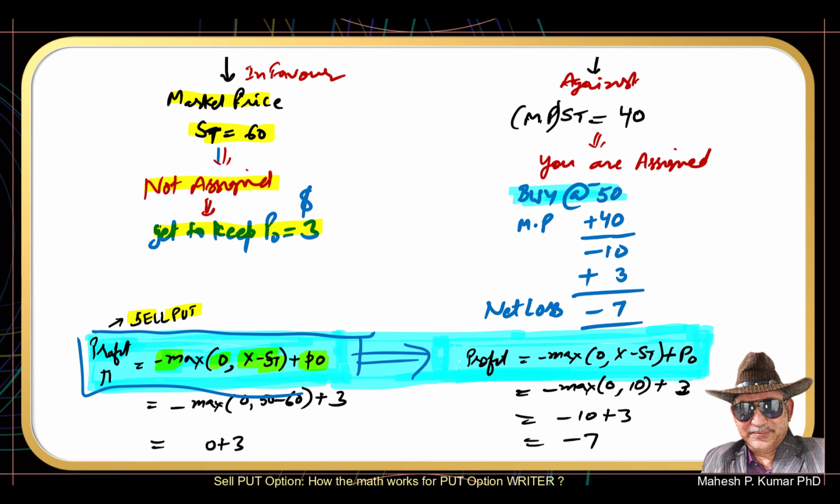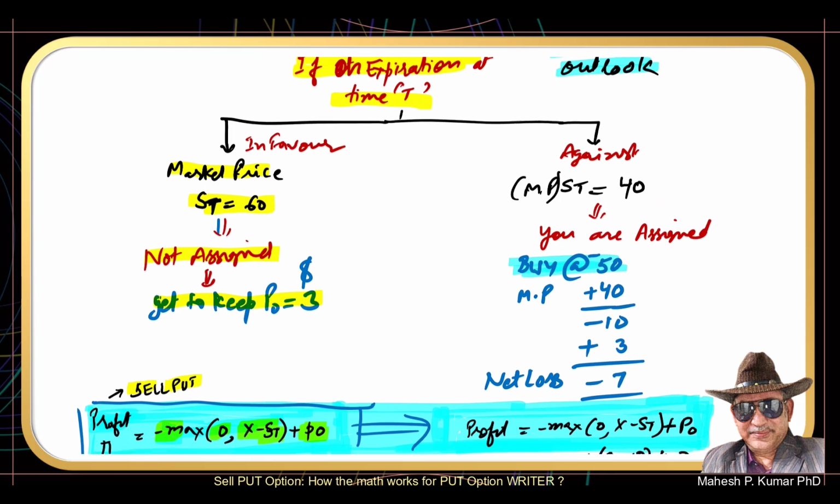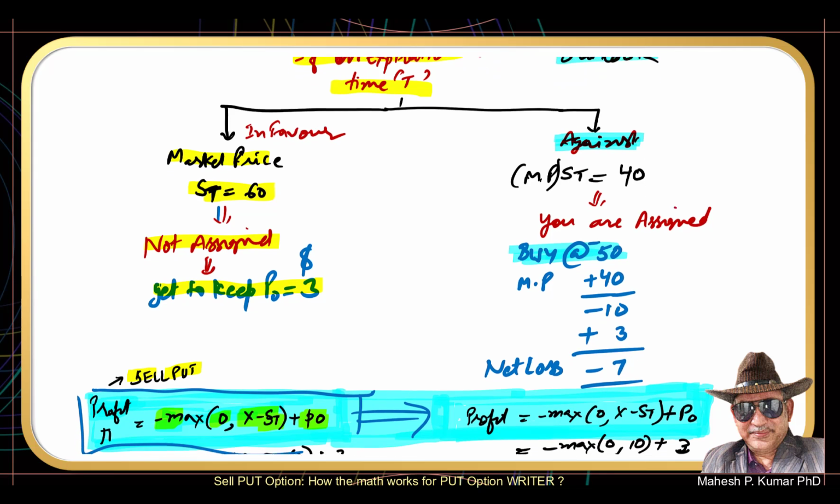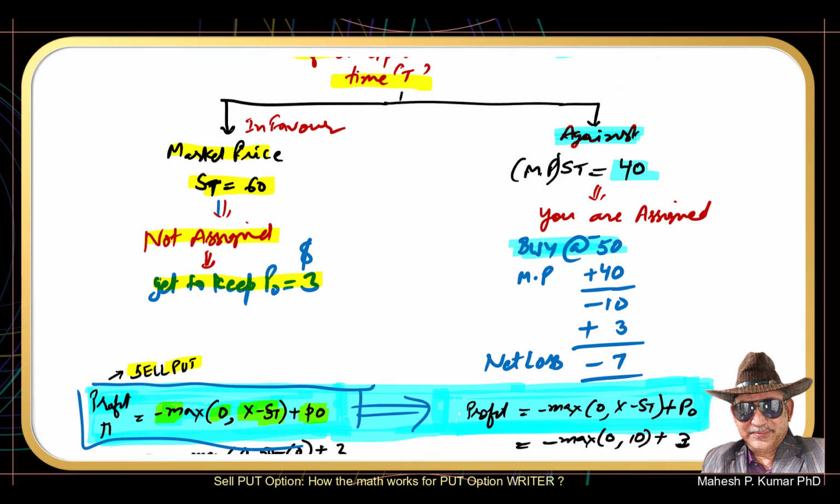But when things go against the put option writer, that situation is when the price of the stock starts falling. Remember, you were bullish, and now the stock price is starting to fall, and suppose on expiration the stock price in the market is $40 per share. Now you will be assigned, and this person will sell you at $50. So you will have to pay $50 per share. Your outflow is $50 per share.